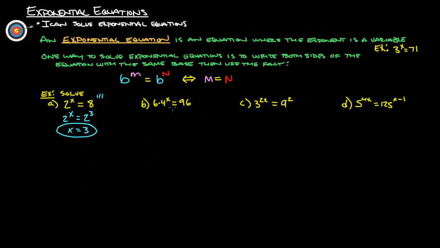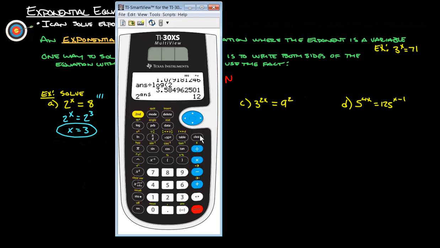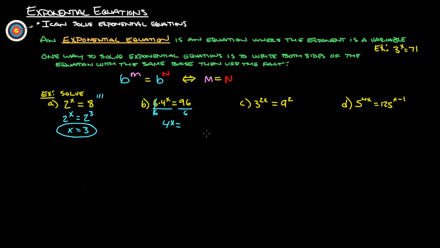Okay? For b, similar idea, but first we got to get rid of this 6. Since it's 6 times 4 to the x, we're going to want to divide both sides by 6, and then we'll try to get them both into the same base. Okay, so if we take 96 and divide it by 6, we get 16. We've got base 4 here, so I'm going to try to get this 16 into a base 4. So we got 4 to the x equals 16, which we know is 4 squared. So we now know that x has to equal 2.